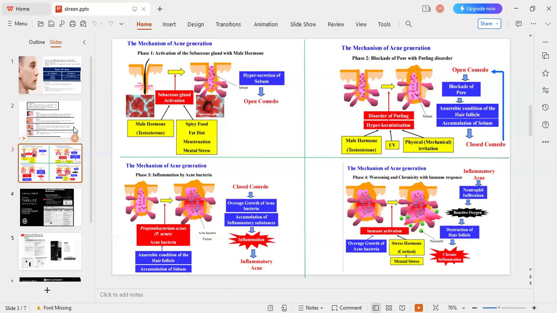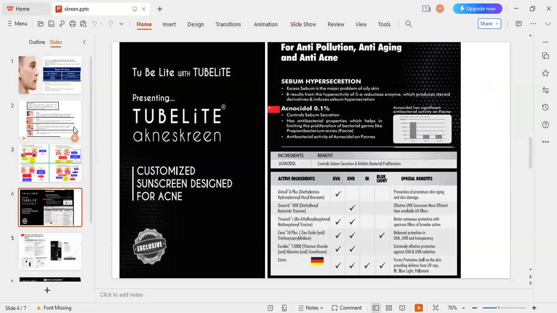Now we have a wonderful sunscreen with us, which can actually give a solution towards acne control and also towards ultraviolet radiation. So presenting before you TUBELiTE AkneSkreen, which is a customized sunscreen designed for acne. This is not only for anti-pollution and anti-aging, but it also controls the huge acne coming on your skin. Like we have already explained, sebum hypersecretion is a major reason for acne generation. When there is activation of the sebaceous gland and too much excess sebum is produced, acne comes on your face.